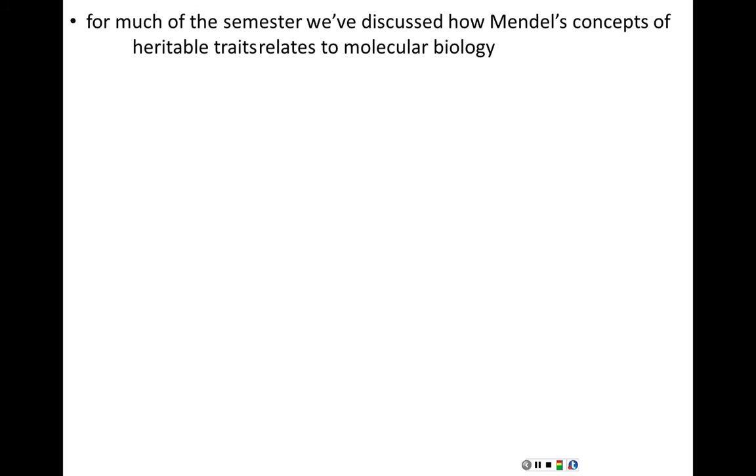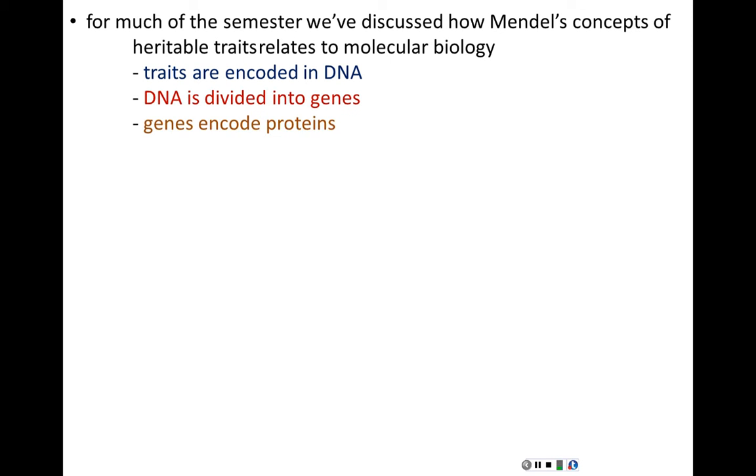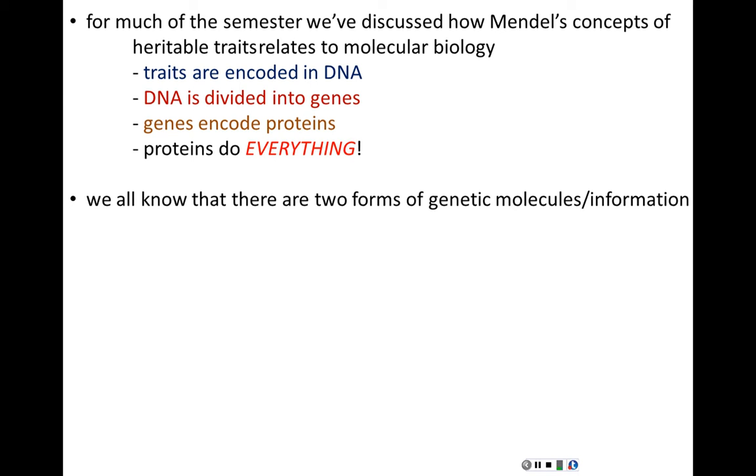So for much of the semester so far, we've been discussing how Mendel's concepts of genetics and heritable traits, and then the expansion on his ideas of heredity and genetics, relates to molecular biology. We've said that traits are encoded in DNA. We've said that many times. We've defined DNA as being molecules that are divided into individual genes. I've told you a number of times already that these genes are the instructions for how to build proteins, and I can't say it enough, proteins are the machines of the cell. Things get done in the cell by proteins. Proteins are the doers of the cell. So we've said all this, but I don't think we've ever really tied it together intentionally as one synergistic concept. So that's what we're going to do today.